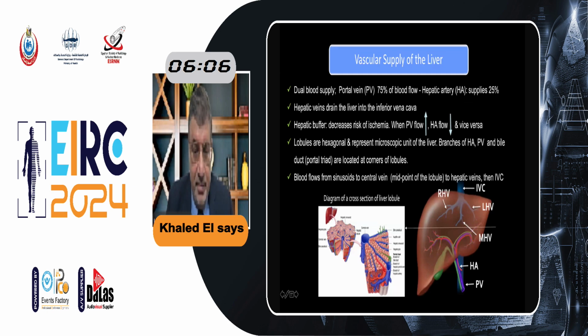And this is the ultrastructure, or histological microscopic unit, which is the liver sinusoid. And you can see here the branches of the hepatic artery, portal vein, and bile ducts in the corner. And you see here the central vein centrally in this sinusoid, and then this central vein will drain to the hepatic veins and then the IVC.